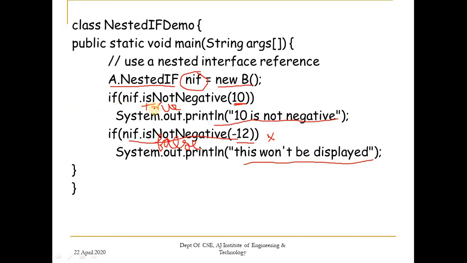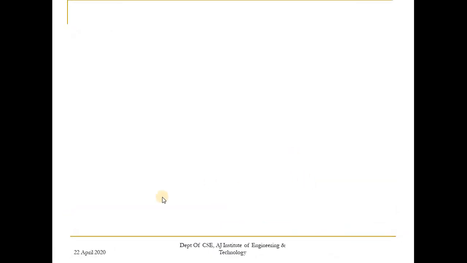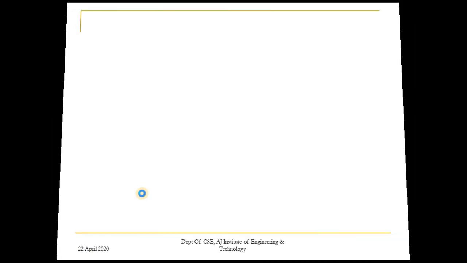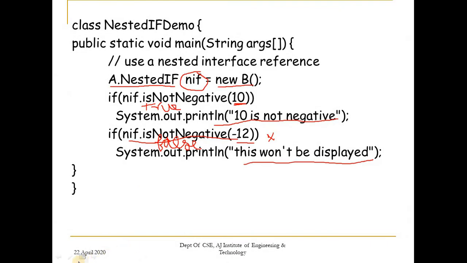Here if was true, correct? So this statement got executed. Here if is false, so this statement will not get executed. Let us see that program. Okay, let us execute and see that program. Nestif demo.